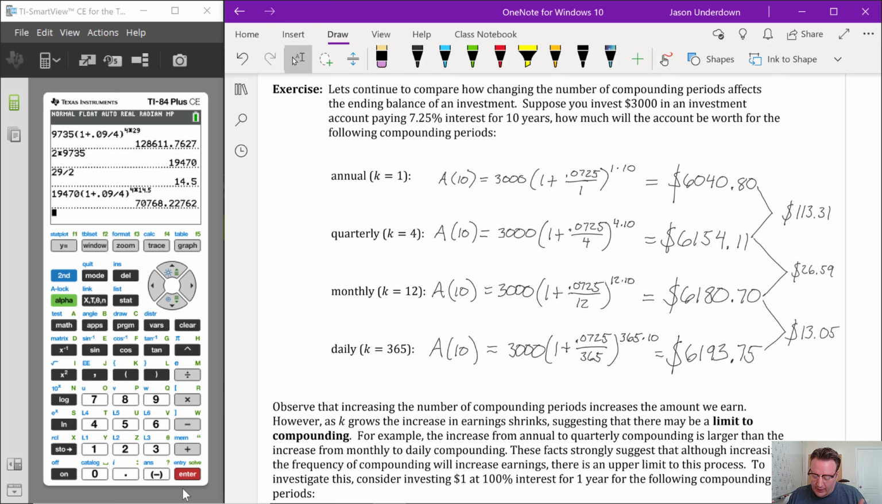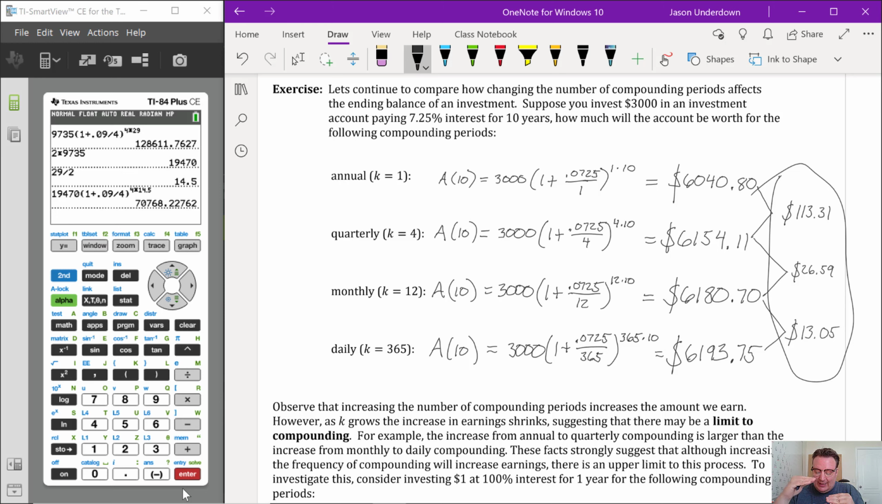Okay. And so I've already done all the calculations here, and we see that if we just do one compounding per year, in other words, annual compounding, k equals 1, the account will be worth $6,040.80 in 10 years. Okay? If we do quarterly compounding, that value jumps to $6,154.11 for a difference of $113.31. So these numbers in this column are the difference between the two values. So we see with monthly compounding, the account grows to $6,180.70. With daily compounding, k equals 365, we get an account balance of $6,193.75.